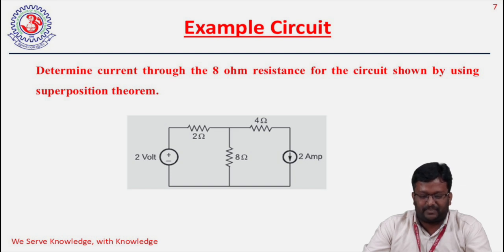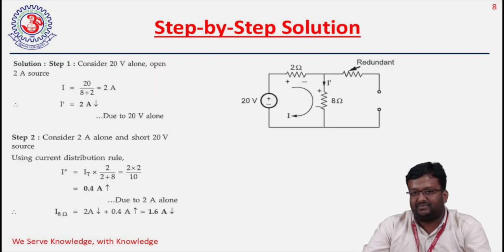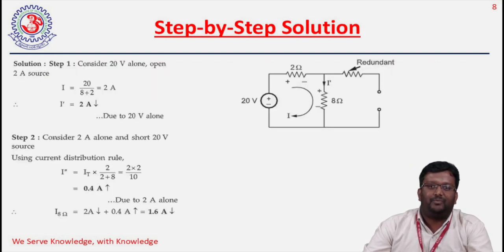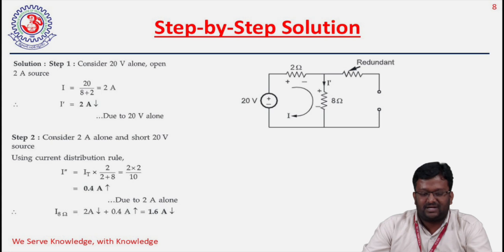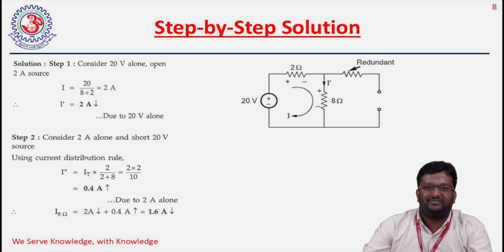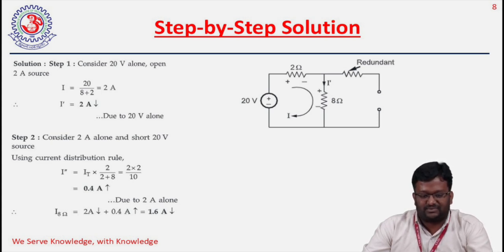The first step, we know what the first step is. We find how many independent sources are present in this circuit: two independent sources. The next step is, we need to keep any one source in the circuit, and the other source should be short circuited or open circuited, depending upon the nature of that particular source. So step one is, we are going to consider only the voltage source in the circuit. So the current source is removed.